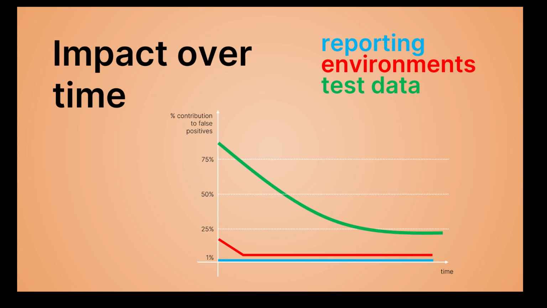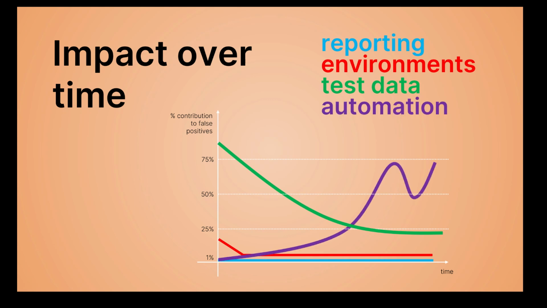Which is true in the beginning, but if you look at it over time, you will see that the contribution of test data flakiness, or of accessibility of test data, reduces to below 25%. We roughly talk about 20% for test data having impact on your false positives.